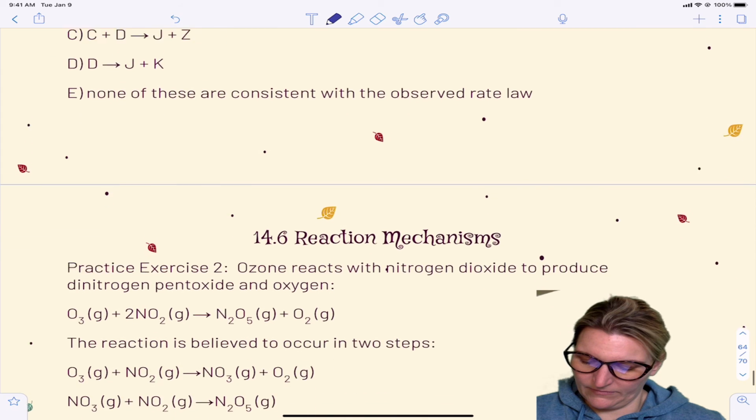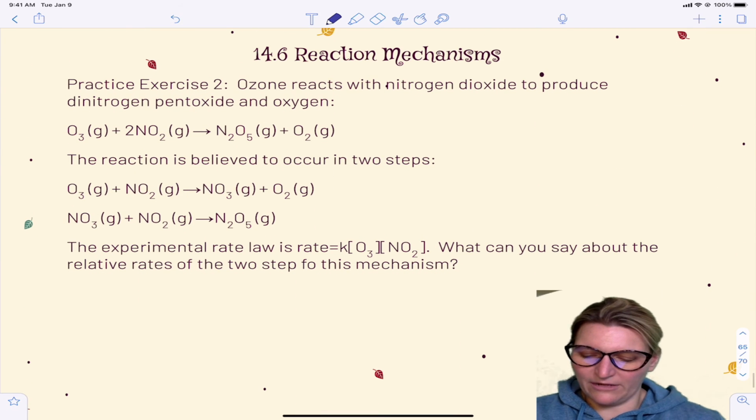Practice exercise 2. Ozone, this is another mechanism for ozone reacting here. Ozone reacts with nitrogen dioxide to produce dinitrogen pentoxide and oxygen. The reaction is believed to occur in 2 steps. The experimental rate law is K times the concentration of O3 times the concentration of NO2.